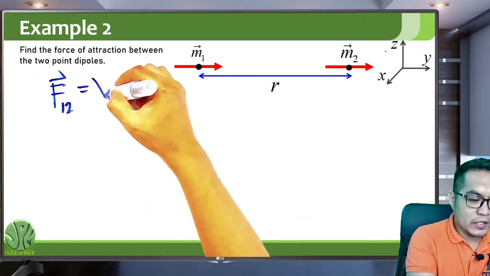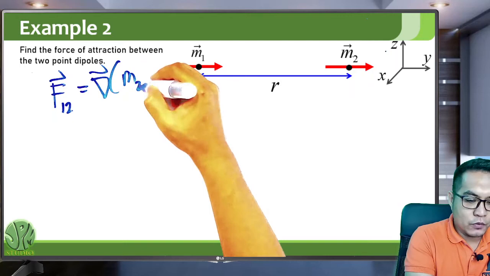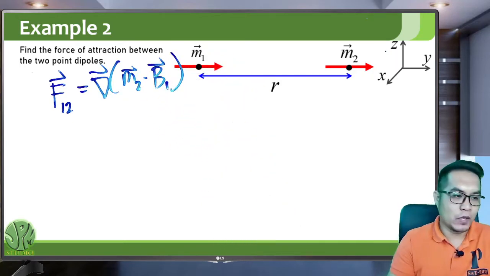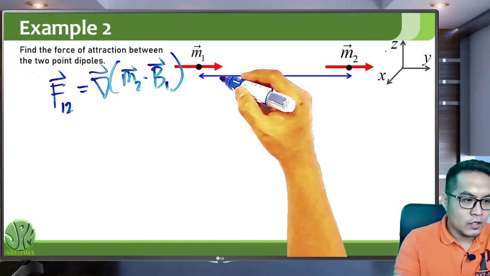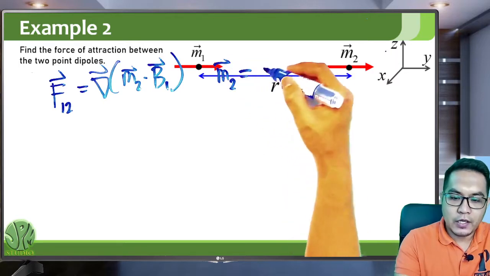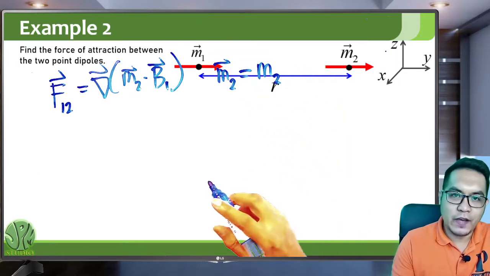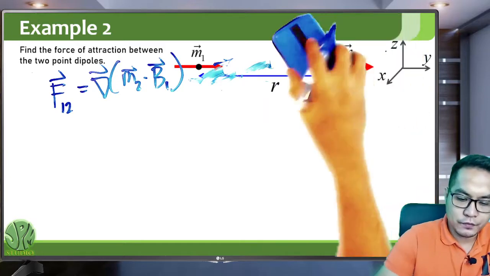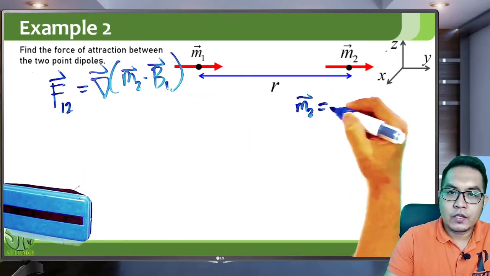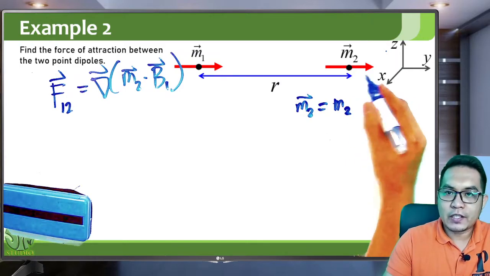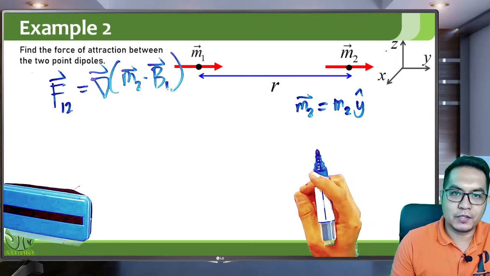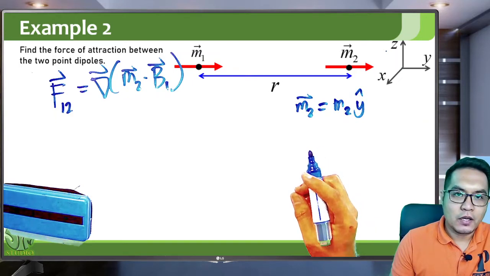So this will just be the gradient of M2 dot the external field, which in this case is B1. M2 here, assuming that's a magnitude of M2, is directed along the y-axis, so M2 y hat. And B1. So what is now B1?